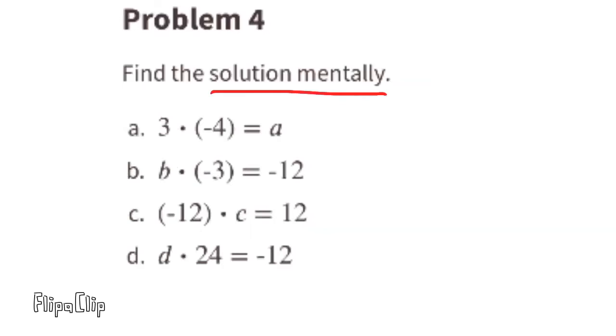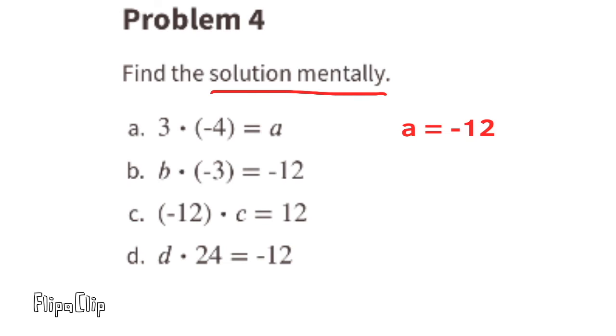Problem number 4. Find the solution mentally. A. 3 times negative 4 equals A. Since a positive times a negative equals a negative, and 3 times 4 is 12, then A must equal negative 12.